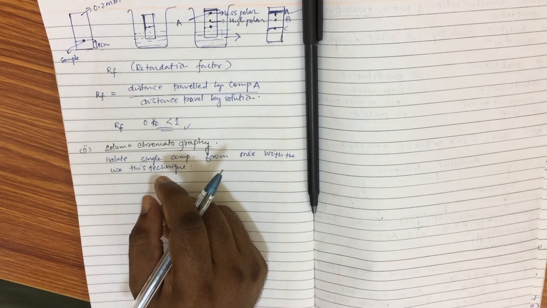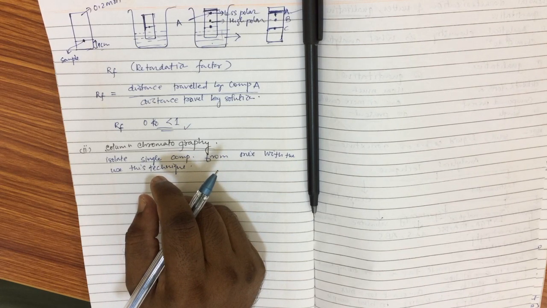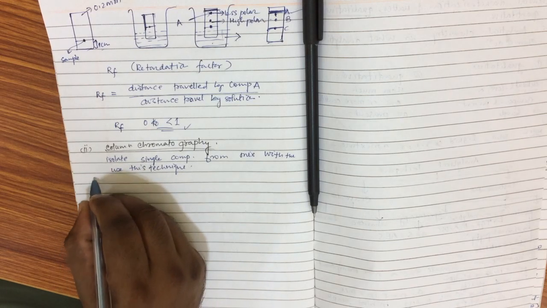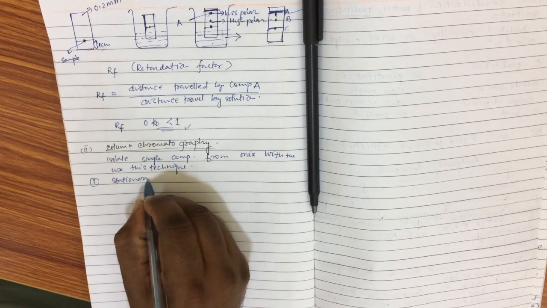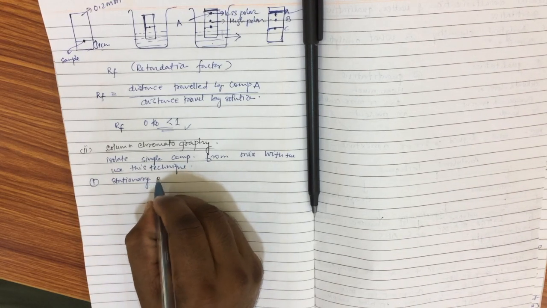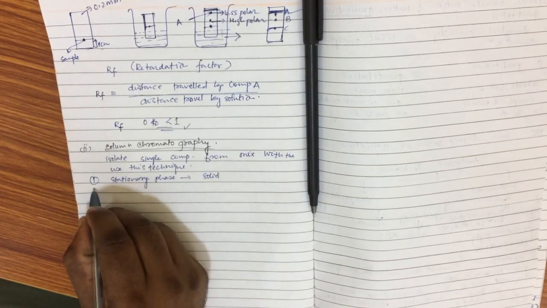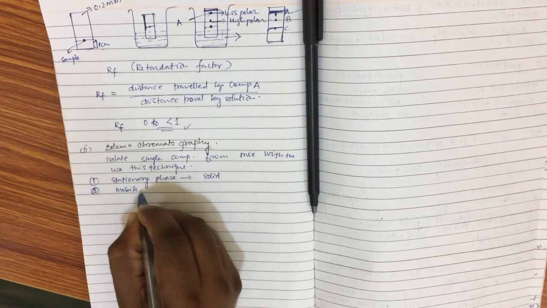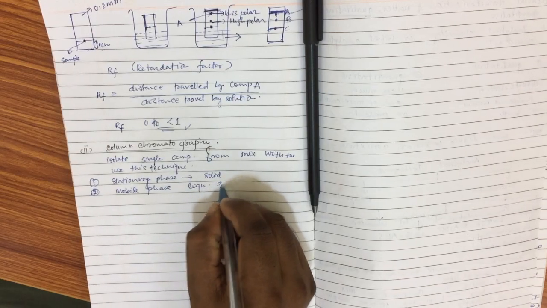So in column chromatography, there are two phases taking place. First, the stationary or fixed phase, like a solid sample. Second, the mobile phase, which uses a liquid or gas, something like that.